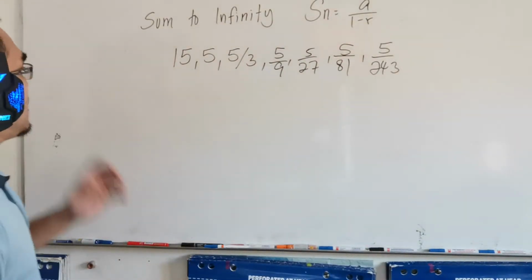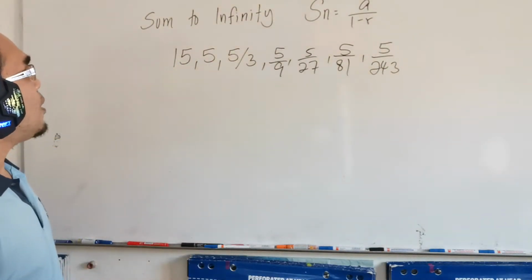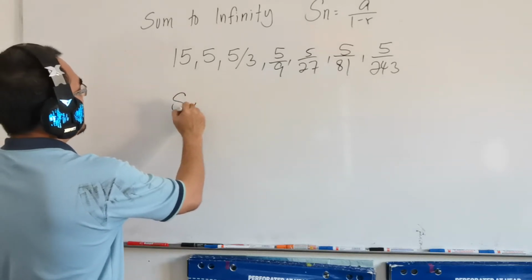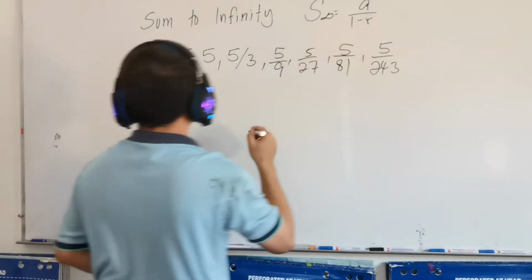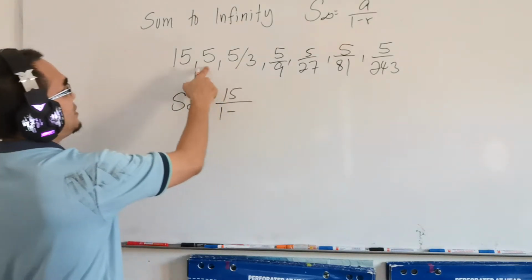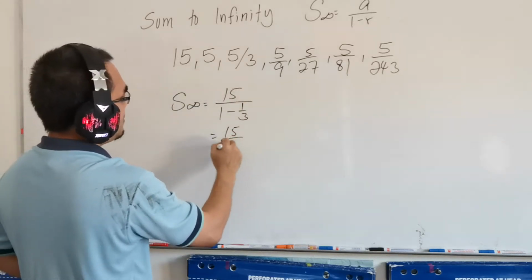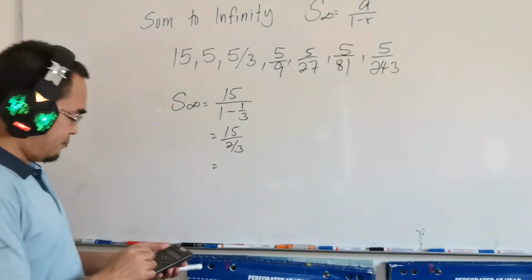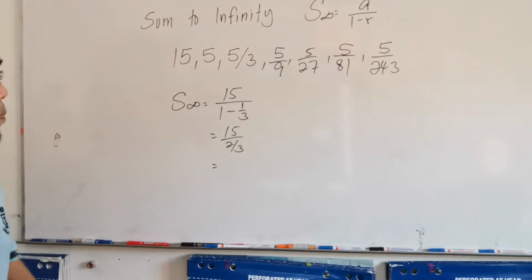Okay, sum to infinity. I have an example here: 15, 5, 5 over 3 and so on. So how do you calculate a sum to infinity? Sum to infinity will be a, 15, over 1 minus r. r is 5 divided by 15, which is 1 over 3. So it becomes 15 divided by 2 over 3, which is the same as 15 times 3 over 2. So 22.5.